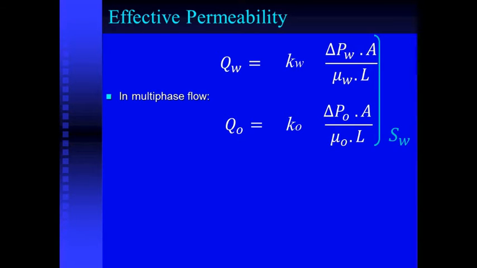Unlike absolute permeability, which is a unique value for the sample, effective permeability is a value that depends on the saturation of fluids in the system. In summary, what we are doing when defining the concept of effective permeability is maintaining Darcy's law form, but using customized variables for each phase.